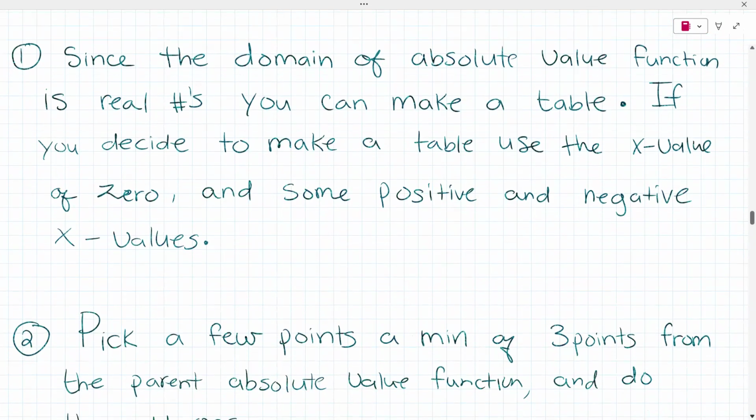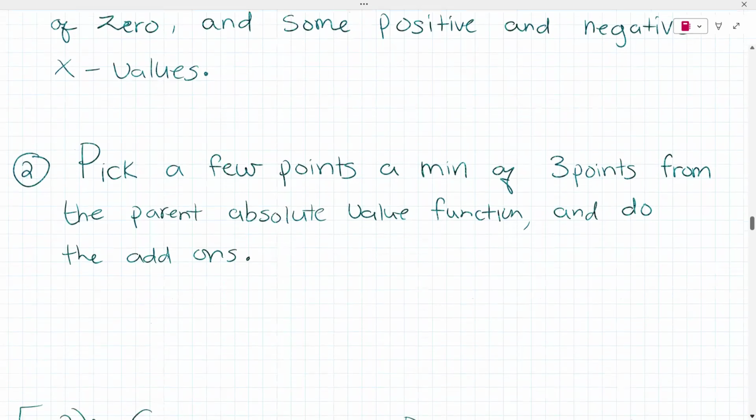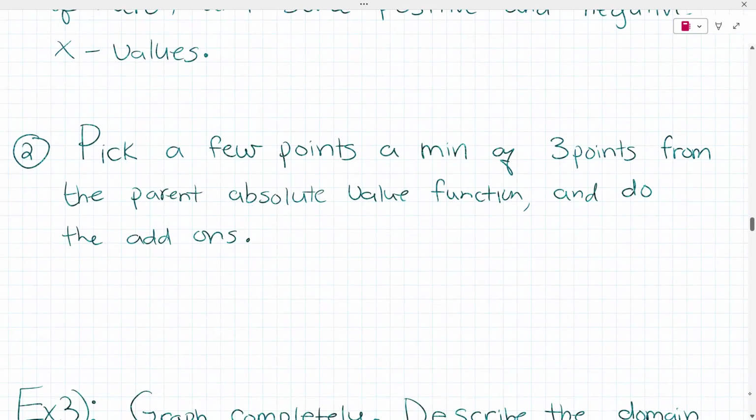Don't limit it to only positive x values because you never know what your graph will entirely look like. The other option, probably my favorite way because graphs can get really confusing: pick a minimum of 3 points from the parent function, and do the add-on. What do I mean by that? Your parent function is the absolute value of x. Go ahead and pick 3 points. I'm going to use the x value 0, the absolute value is 0. So 1 point is 0, 0. And then maybe I'll use a positive, I don't know, 2.